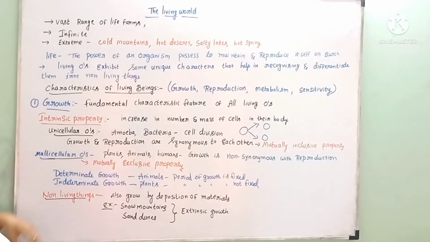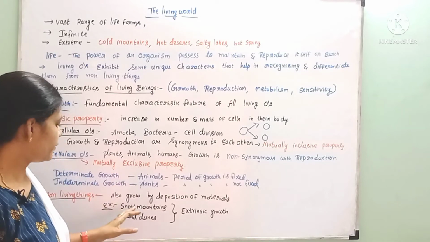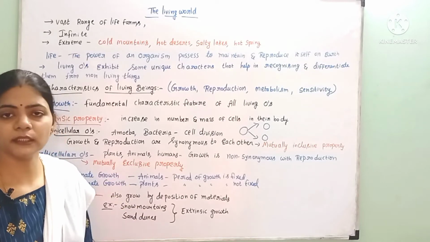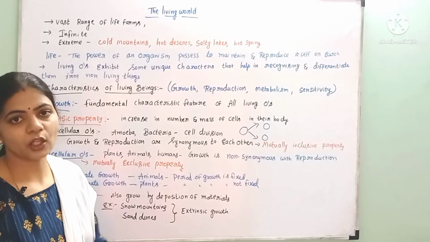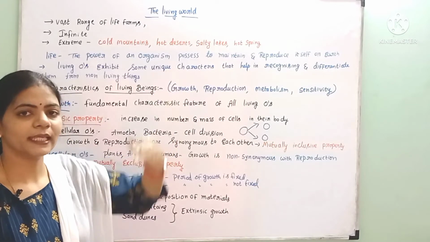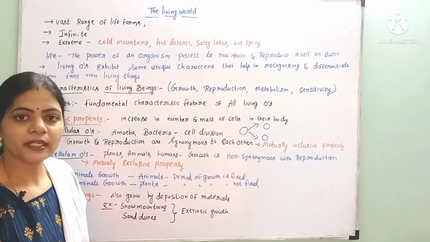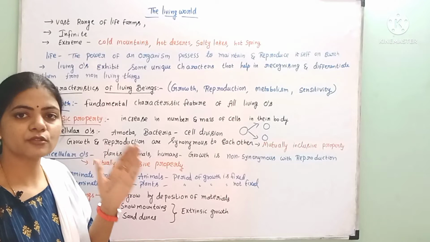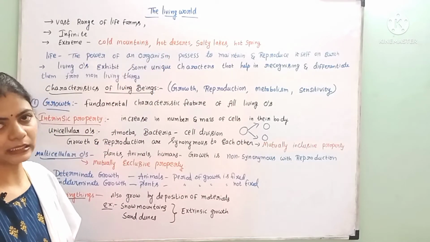And we have seen that growth occurs in living things, living organisms. But in non-living things also, growth occurs. How? If we see in non-living things, by means of deposition of material on the surface, the growth increases. For example, if you see snow mountains, because of the deposition of the snow, the mountain's length increases.